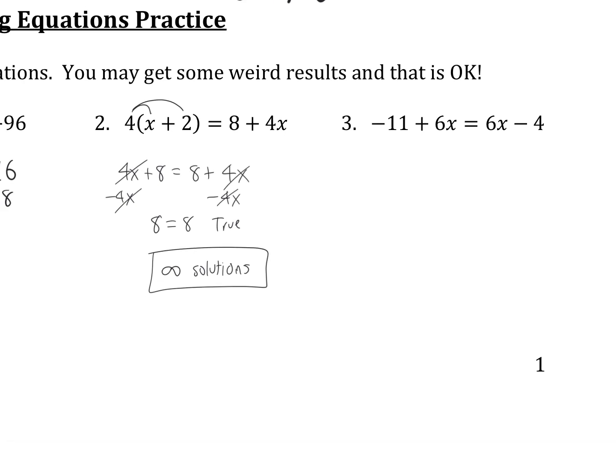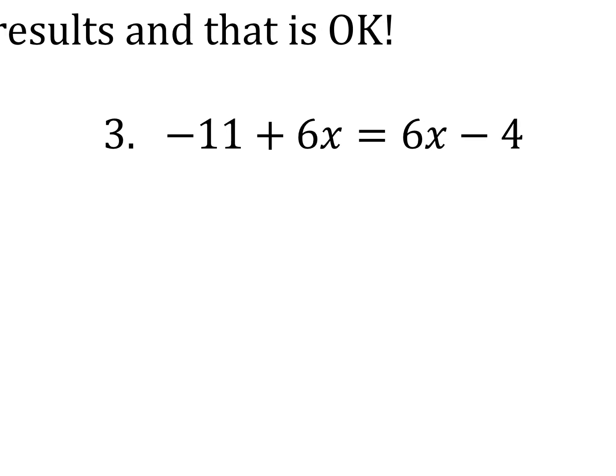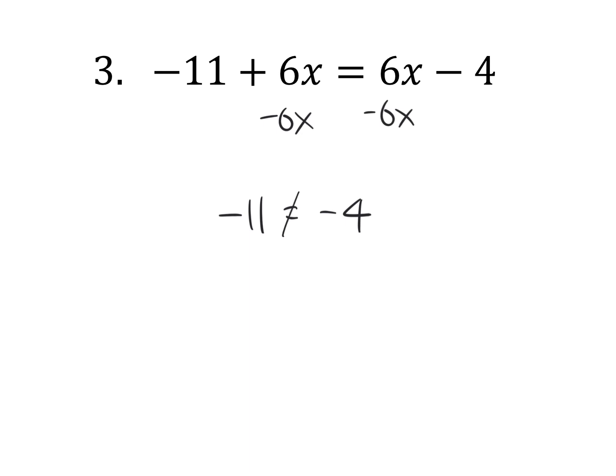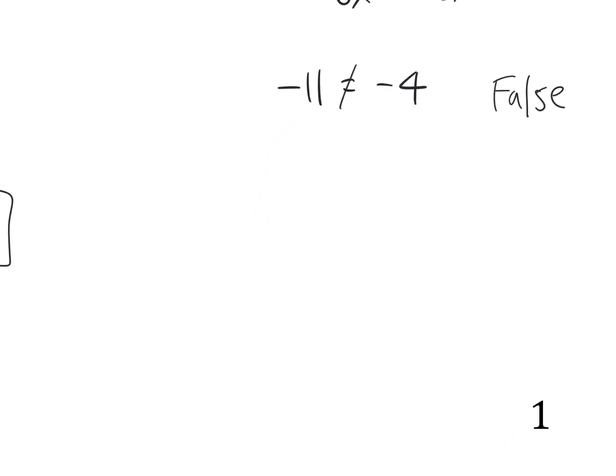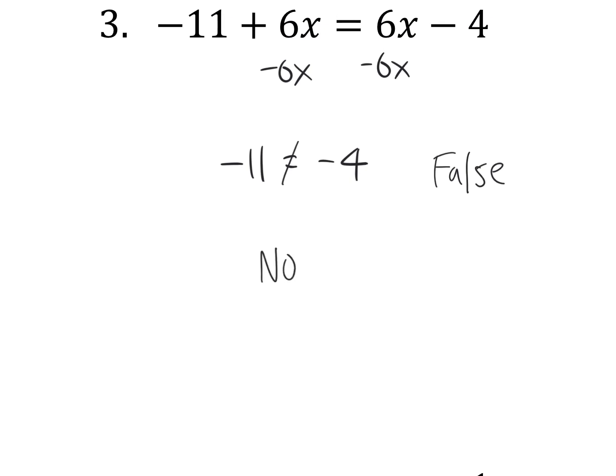All right, nothing to distribute, no like terms to combine here. Let's move all the x's to one side, so subtract 6x. We get negative 11 equals what, negative 4? Is that true or false? That's not true, that's false. So what do you think? Is there infinite or no solutions? There are no solutions for this, okay?